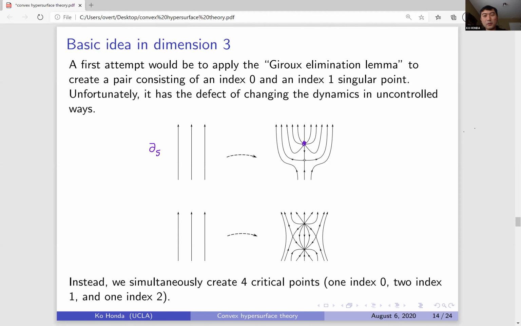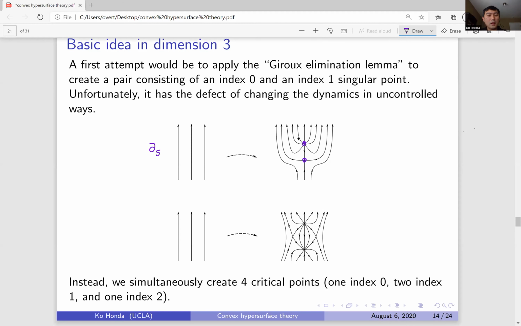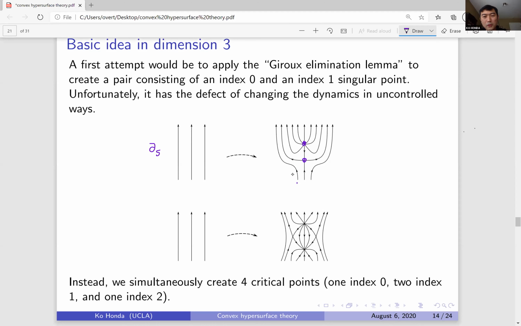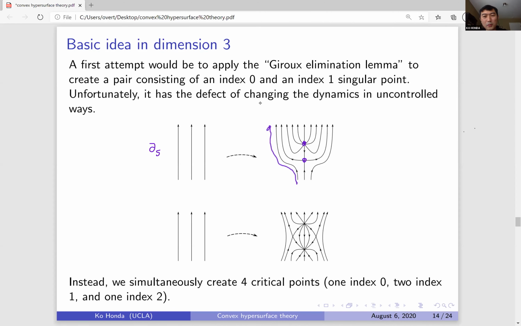You can do some sort of contact version of this. But then you notice there's something not so good about this. You have some curves here. If you think about dynamics, you start here and you get sent out a little bit to the side. And when you do this kind of operation, things can go very bad. So I really don't like this.